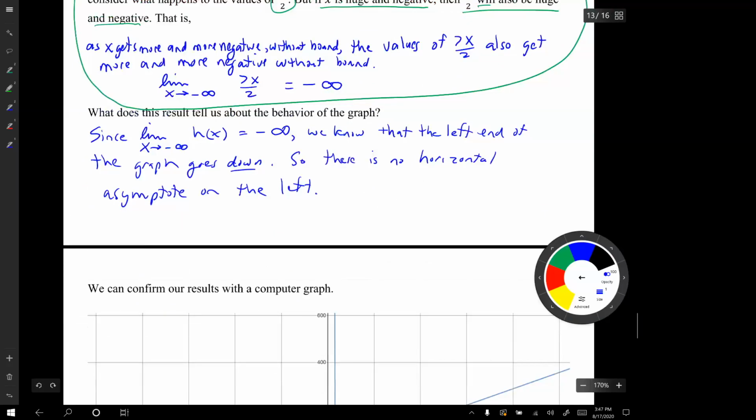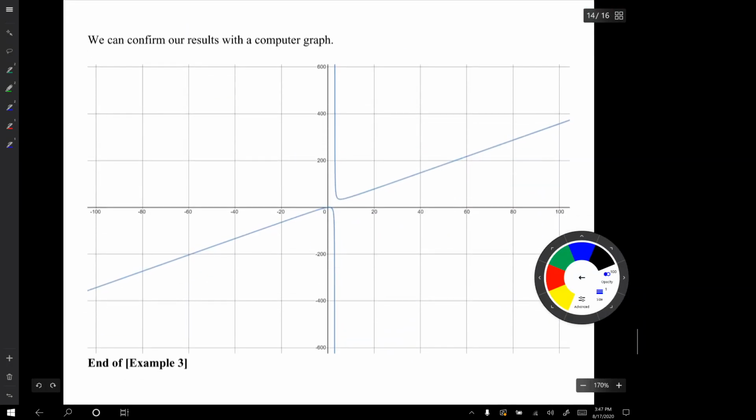So there is no horizontal asymptote on the left either. All right, we can confirm these results with a computer graph. Here's a graph of the function h of x. Notice that there is no horizontal asymptote on either side.